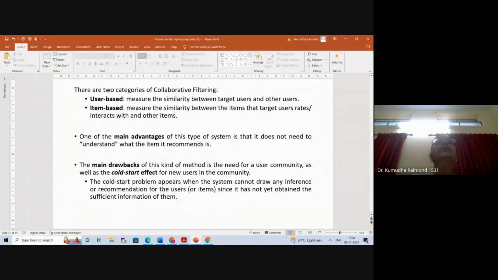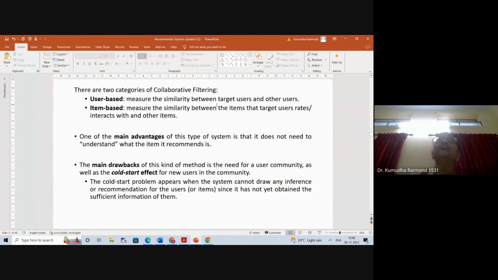And there are two categories of collaborative filtering. One is called user based. It measures the similarity between the target user and the other users. Because what we are trying to do is, someone needs to recommend to me based on a similar type of user. So what I need to work on is a similarity measure.